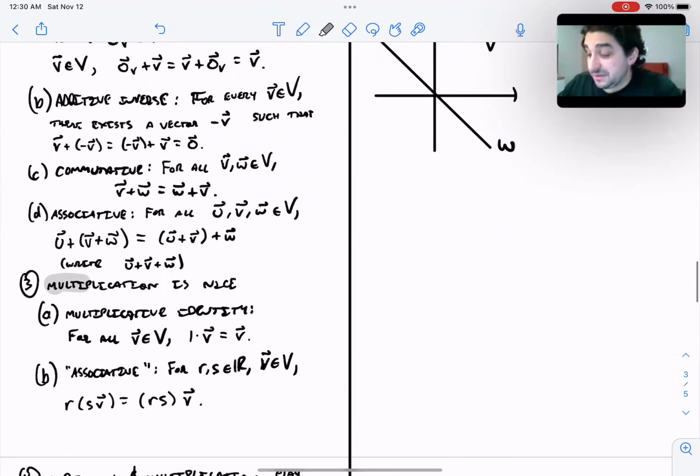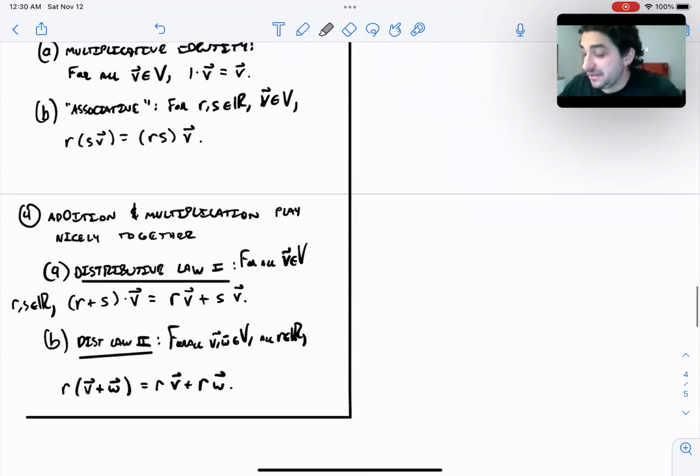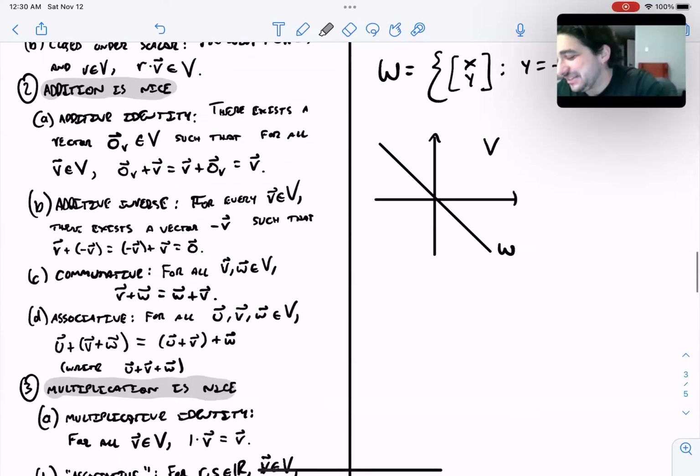Then you have to have that the multiplication is nice, identity and associativity, and you have to have that the addition and multiplication play nicely together. Those are distributive laws. There are two of them, right? So that's why there are 10 total, right? 2 for closure, 4 for addition being nice, 2 for multiplication being nice, and 2 distributive laws. There we go. There's our 10. So that's our 10 vector space properties.